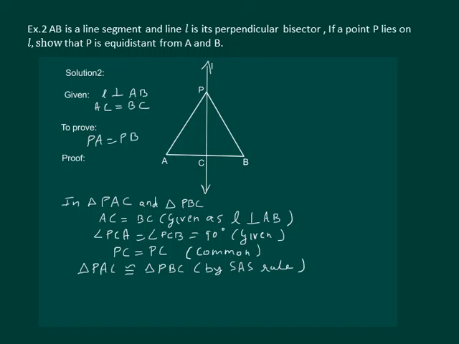Now since the triangles are congruent, so the corresponding sides of congruent triangles will be equal, and this would imply that PA equal to PB by CPCT. That is corresponding parts of congruent triangles. Hence we have proved the required result.